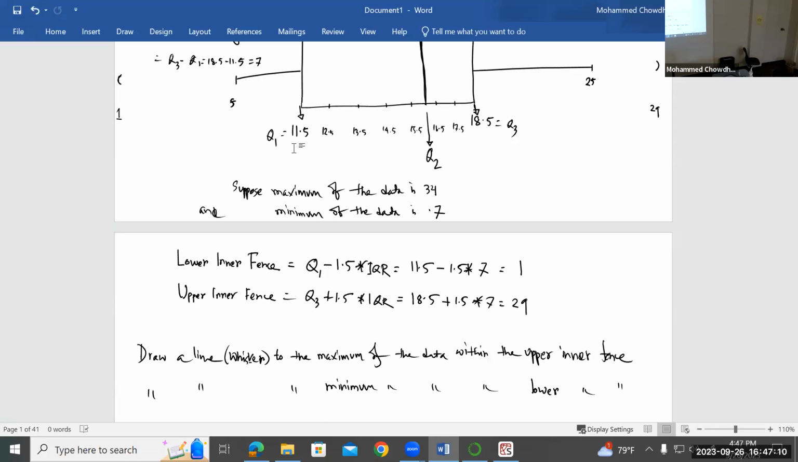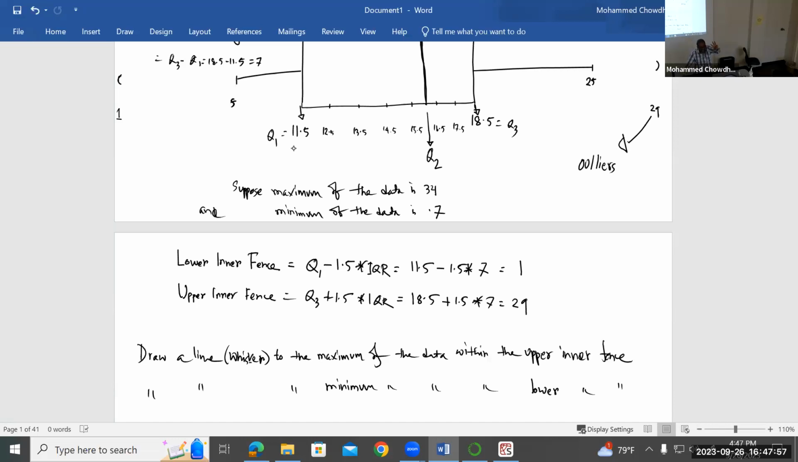Any number that falls beyond this whisker is called an outlier. So a number like 29 would be called an outlier if there is an observation of 29 in the data. Take a look at that. In computing the lower inner fence and upper inner fence, I am not using the maximum or minimum. They are computed using Q1, Q3 and the interquartile range. So the maximum and minimum values are not used at all in drawing this figure.